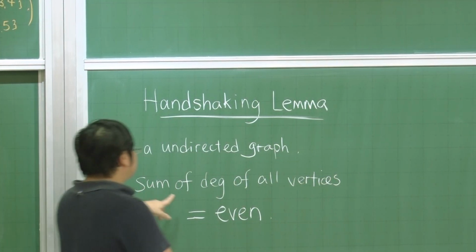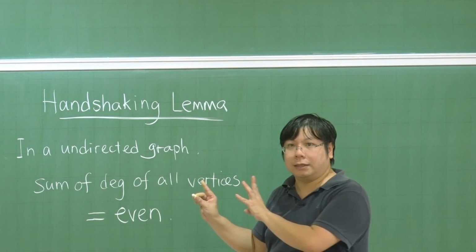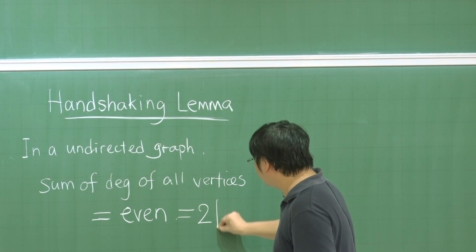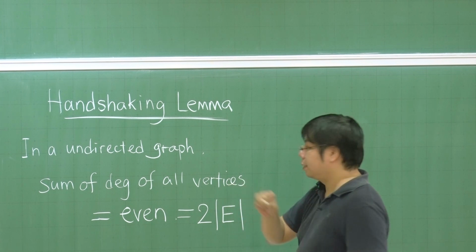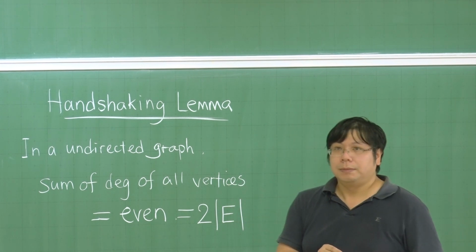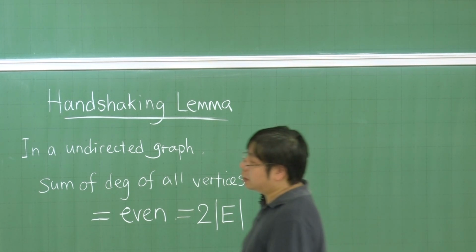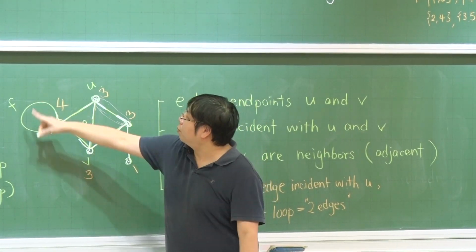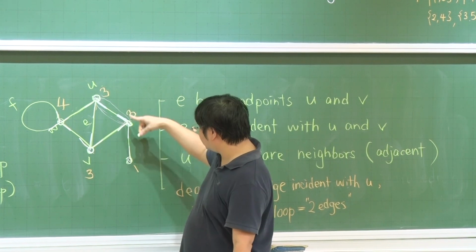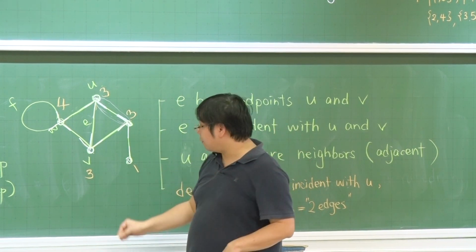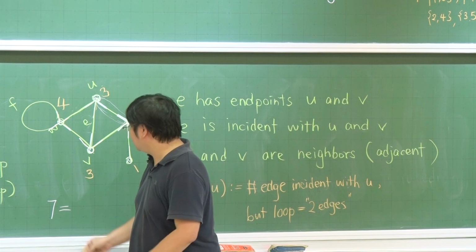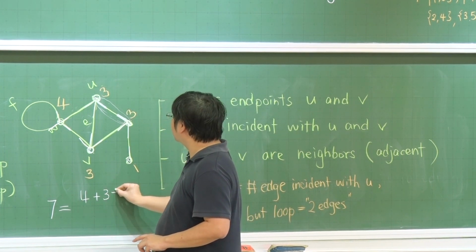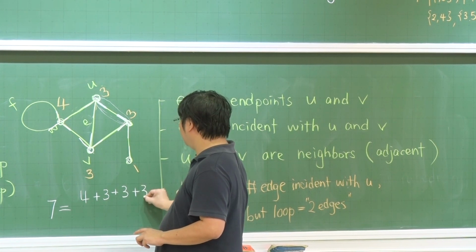So actually, the summation of degree is not just even. It must be equal to 2 times the number of edges that we have. Okay? Because each edge is counted twice. So for instance, in this graph, how many edges are there? 1, 2, 3, 4, 5, 6, 7. There are 7 edges. And then it is equal to 4 plus 3 plus 3 plus 3 plus 1.